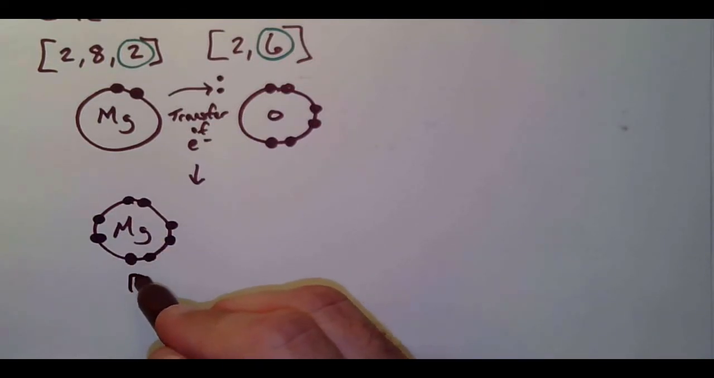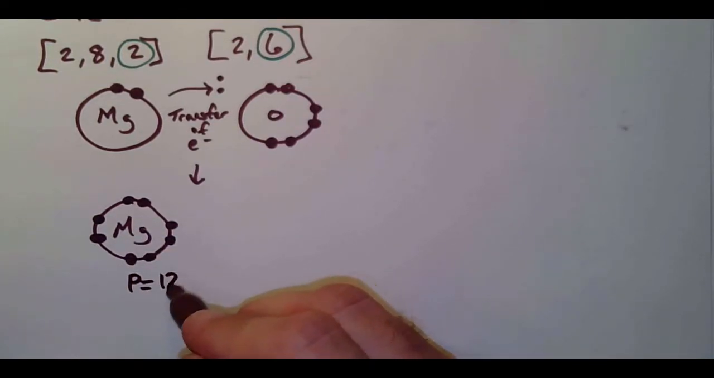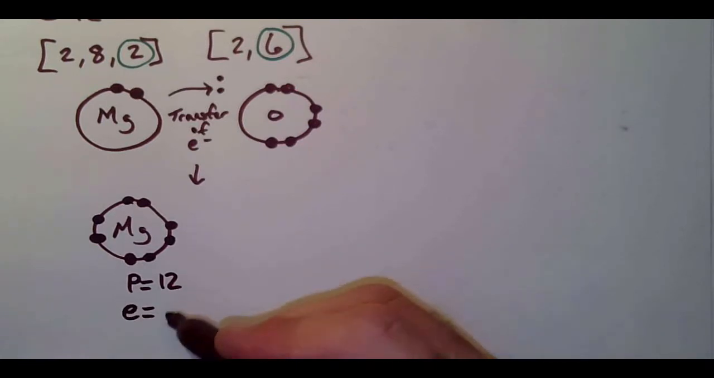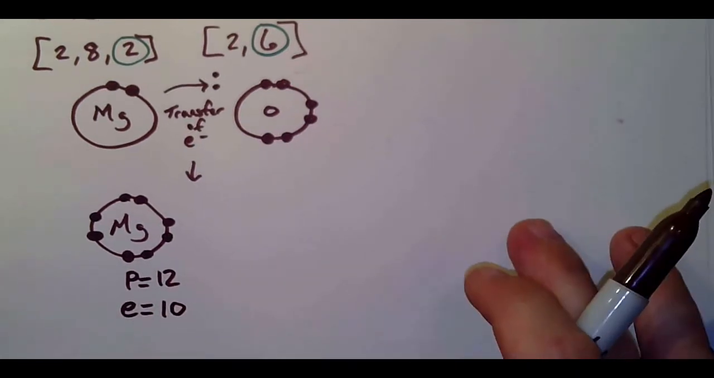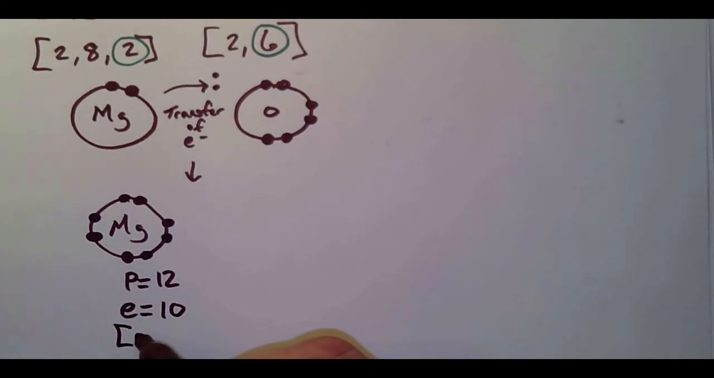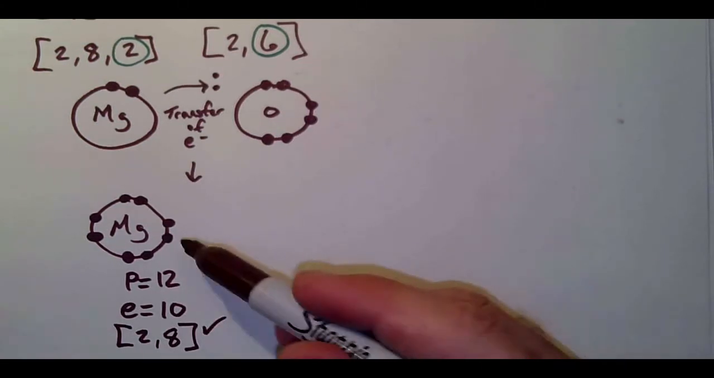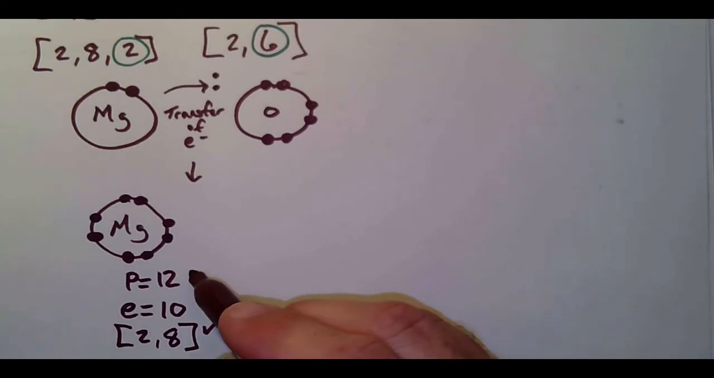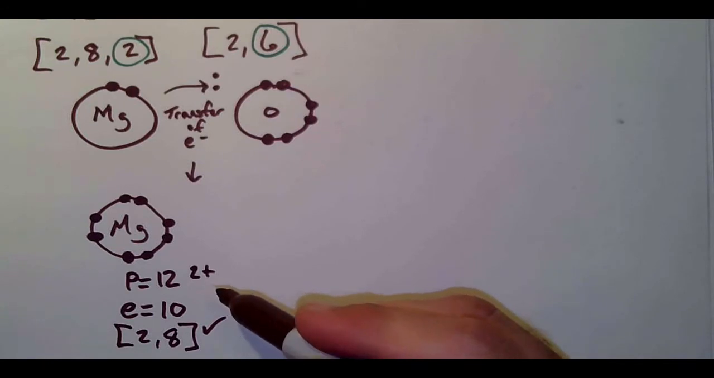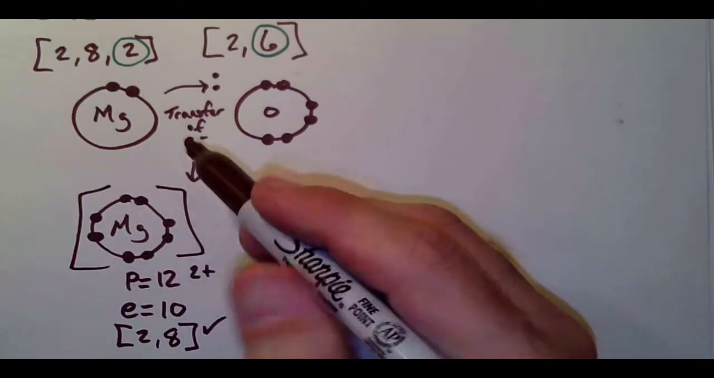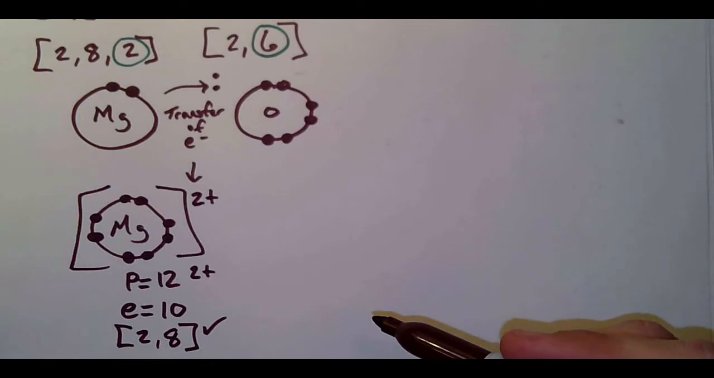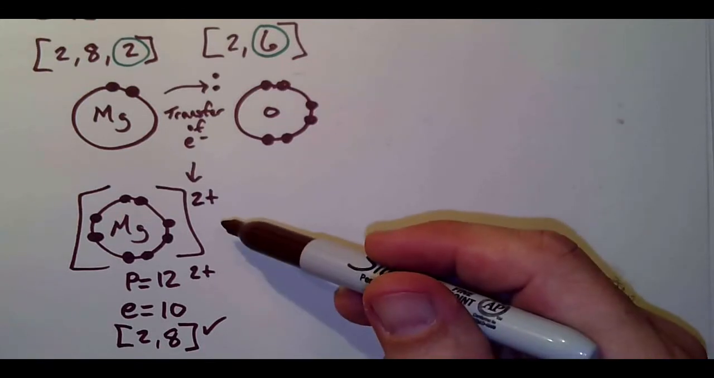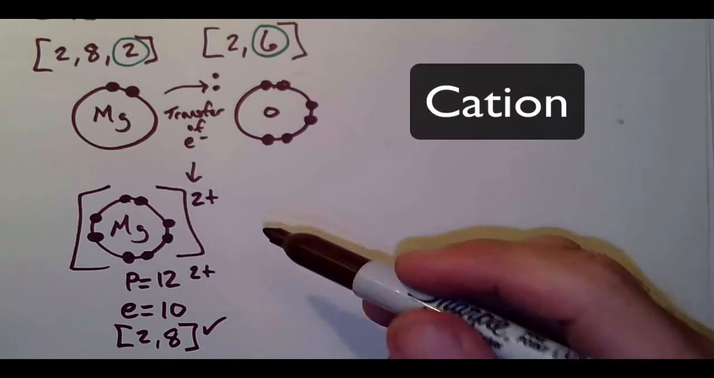It has lost 2 electrons, so its number of protons is still 12, but the number of electrons has now dropped from 12 down to 10. So when we do our brackets, again, 2 electrons can fit in the first shell, 8 electrons can fit in the second shell, and that's all that we've got. So this thing is completely full in its outer shell. It's happy. However, when we look at the number of protons and electrons, it's got 2 more positive charges than it does negative charges. So this is sometimes where you see the 2+ there. So magnesium is a positively charged ion, something that we're going to call a cation.